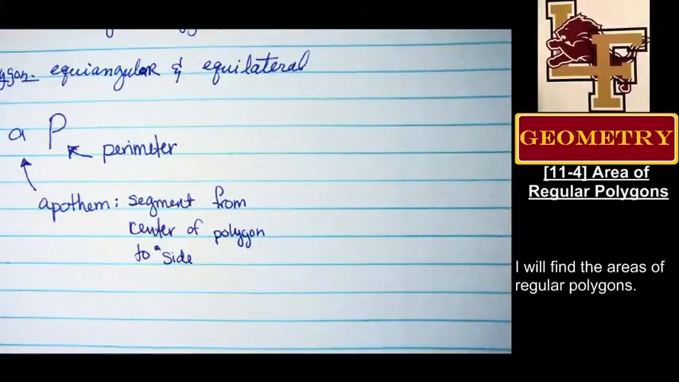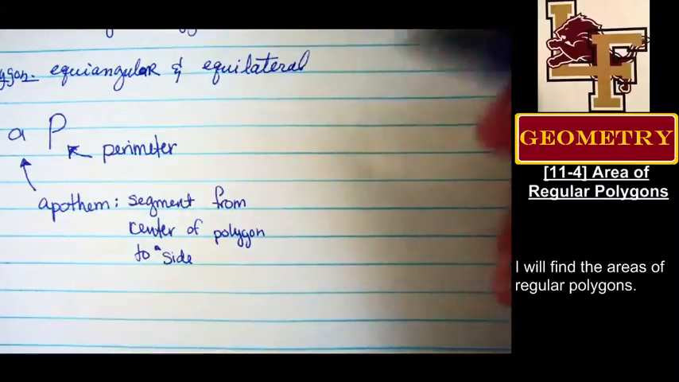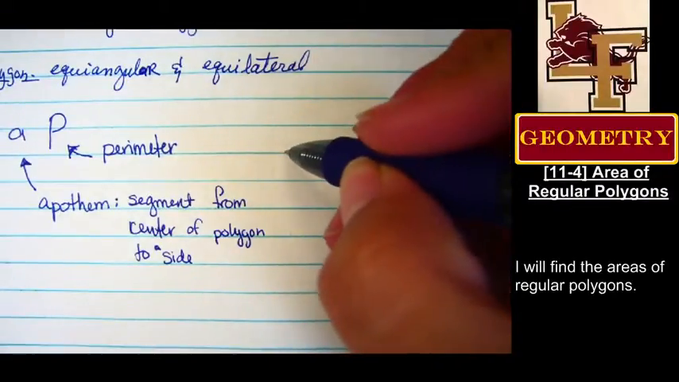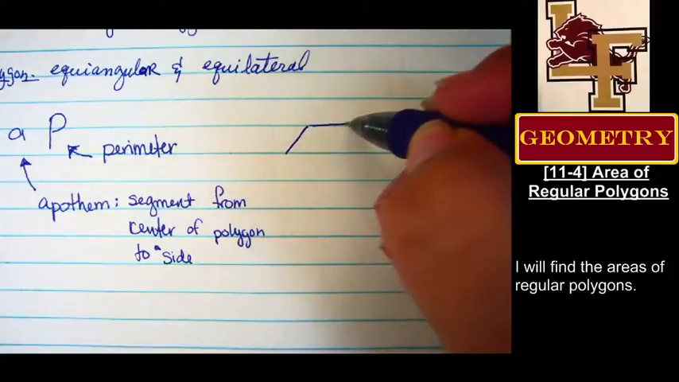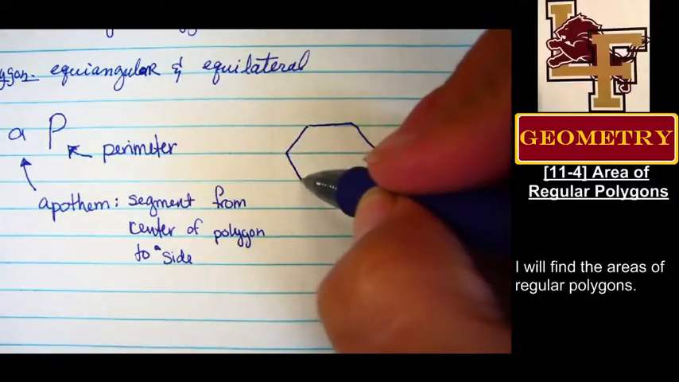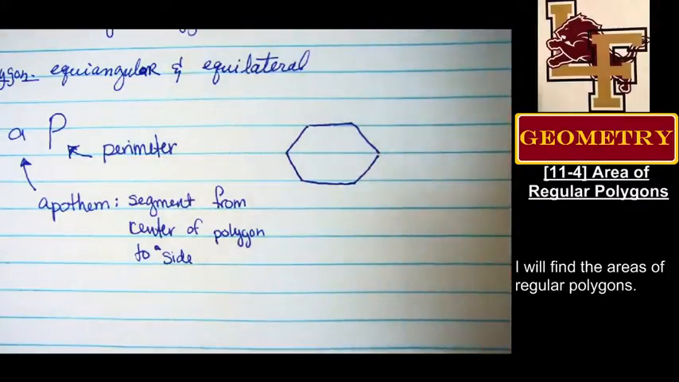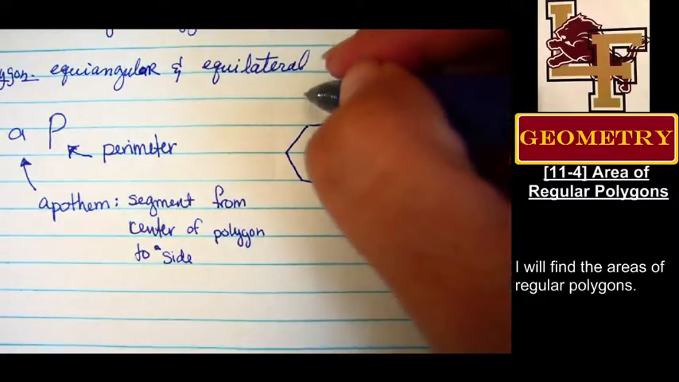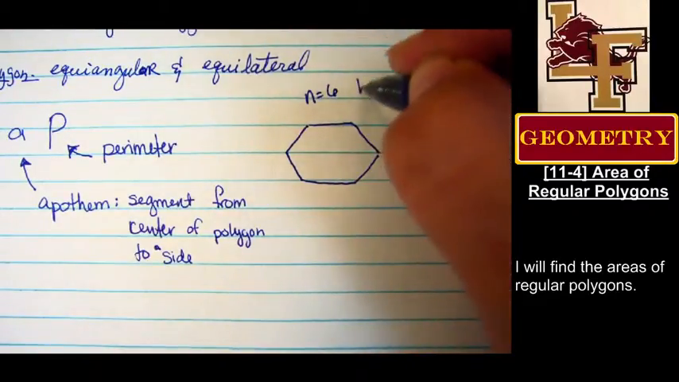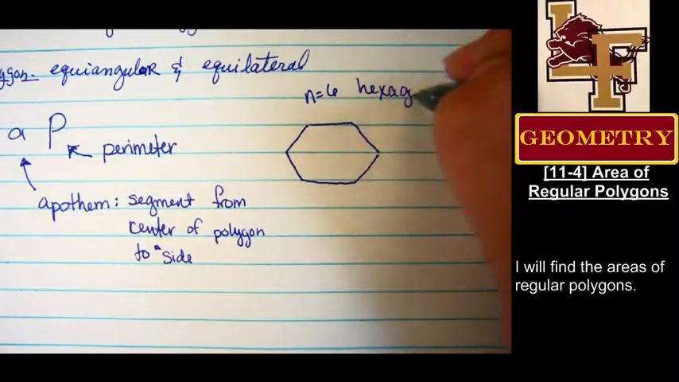How many sides do you want this polygon to have? Give me a small number, something less than 10. 4, 8. Let's split the difference. Let's go with 6. All right, there's my beautiful 6-sided figure. N equals 6. This is a hexagon.